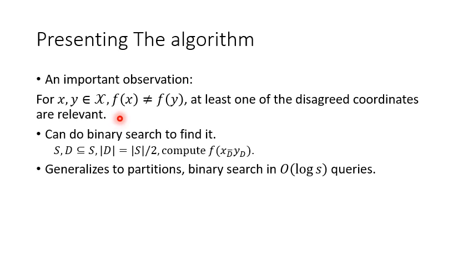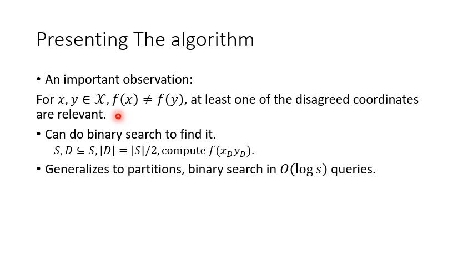Let's assume, for the contrary, that all the relevant coordinates are agreed. That means that f of x, the relevant coordinates of x, will get the same value as the relevant coordinates of y, because they are agreed upon. So f should agree on those two inputs, but that is not the case. So that means that at least one of the disagreed coordinates is relevant.